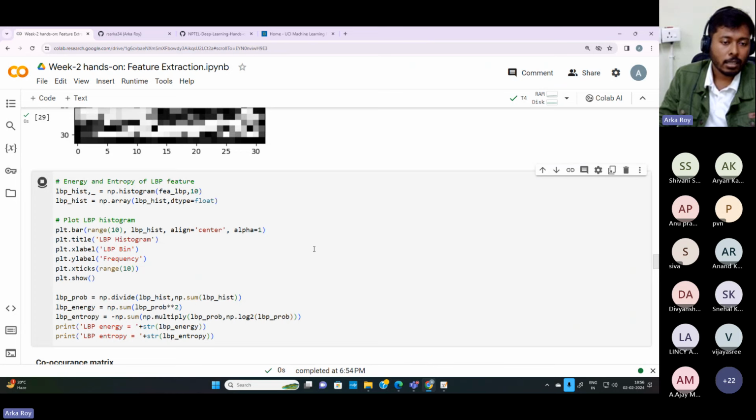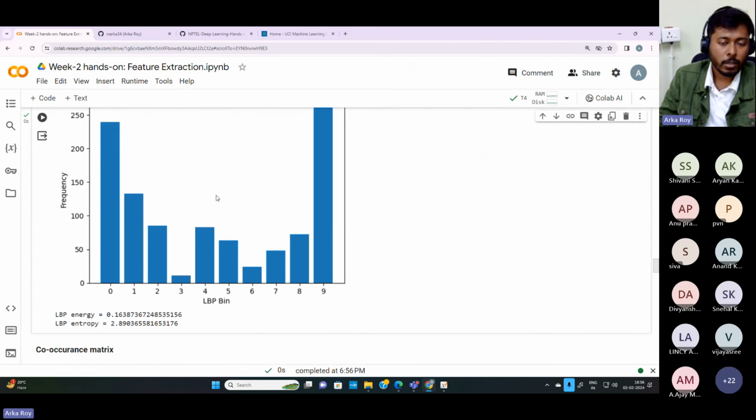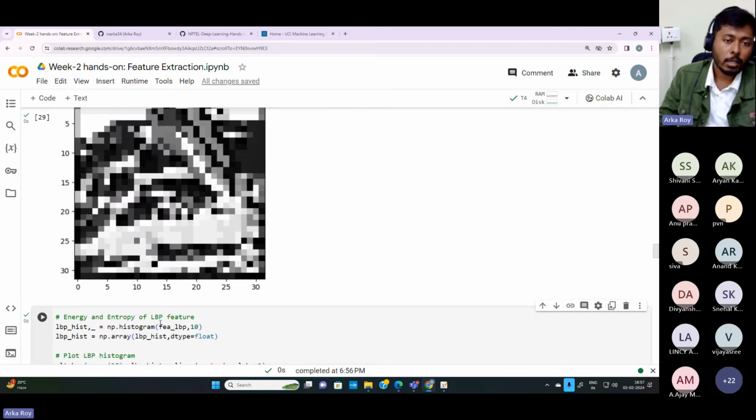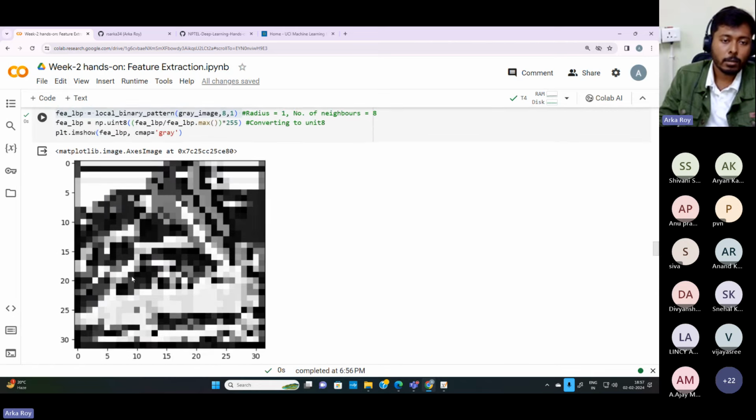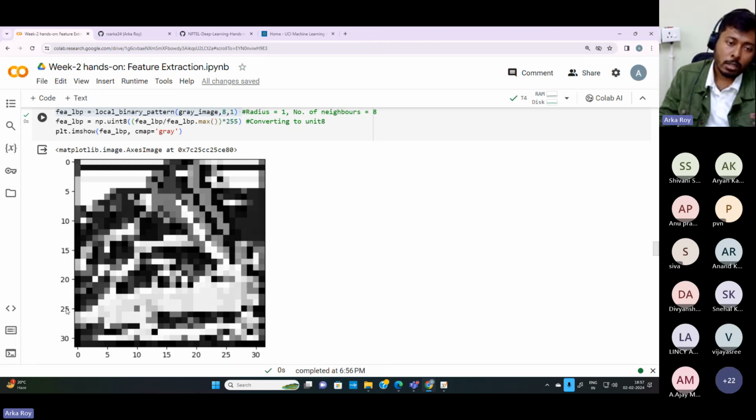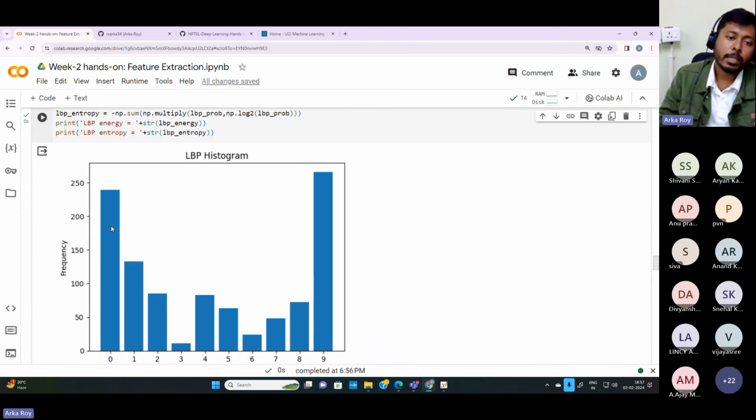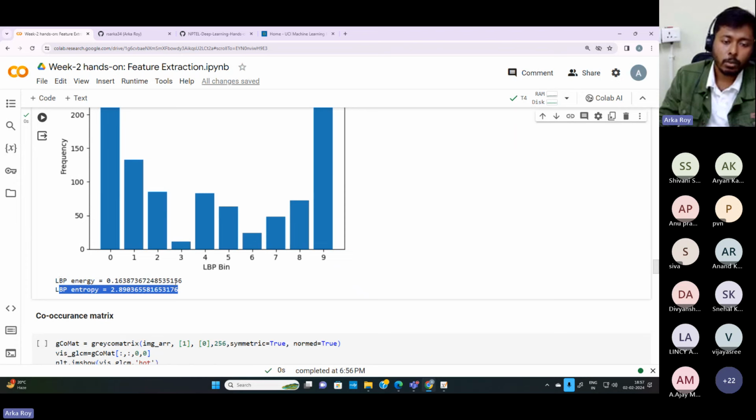So you can extract, this is the histogram, where we can see the occurrence level of these image pixel values, and these are the energy and entropy values. These energy and entropy values can be used as other features. So this is the first level feature from the image that we have extracted, local binary pattern. You can use this whole 32 by 32 array as a feature, and you can extract some derivatives of it, for example, the energy, entropy. So these are second generation features extracted from the local binary pattern.